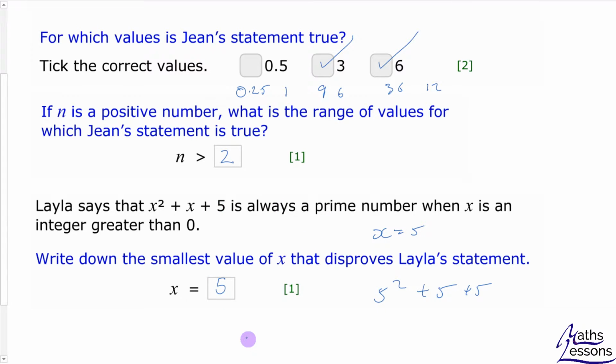Is it the smallest number? Well, let's just check. 1 gives us 7. 2 gives you 4, 6 is 11. 3 gives 9, 12 is 17. 4 gives 16, 20 is 25. So 5 isn't the smallest number, but it is a number, so it's always an easy one, and it's worth checking the lower numbers. And 4 is actually 4 squared, 16, plus 4 plus 5 gives you 25, which is clearly not a prime number, as 5, 25 and 1 all go into it.